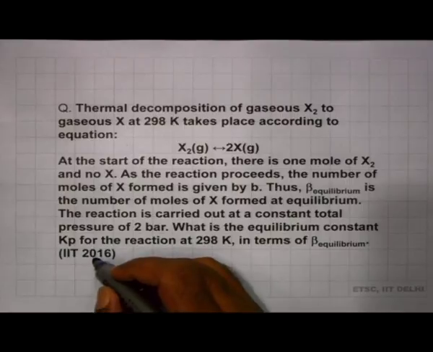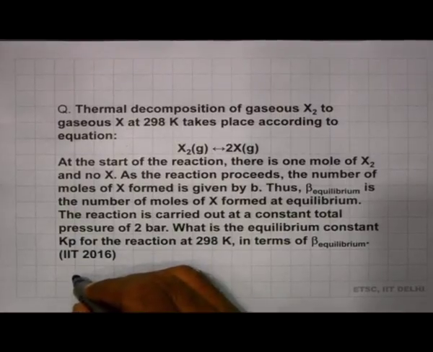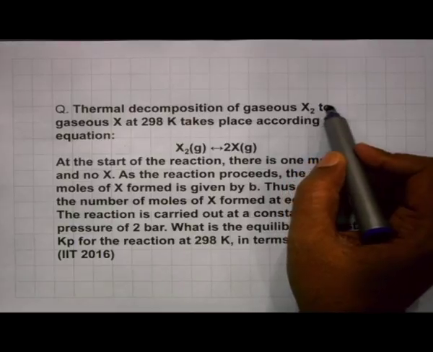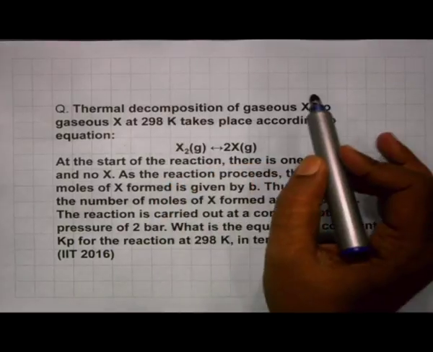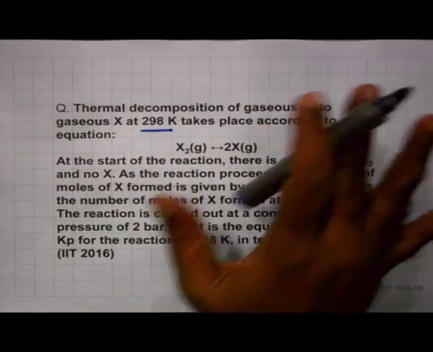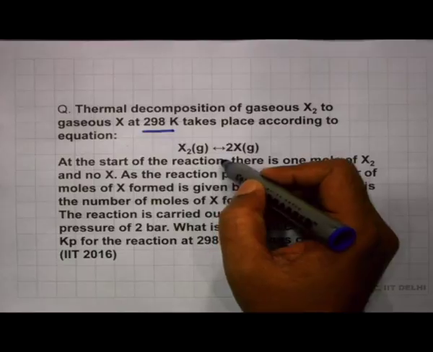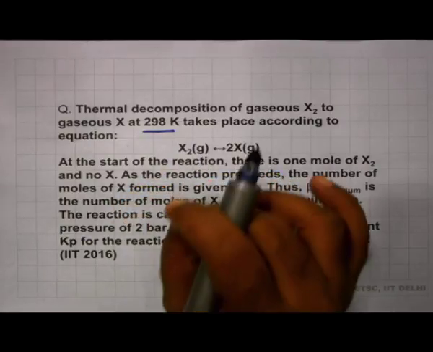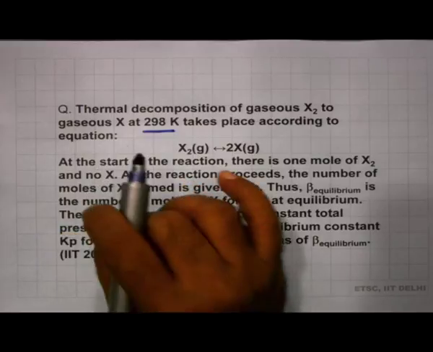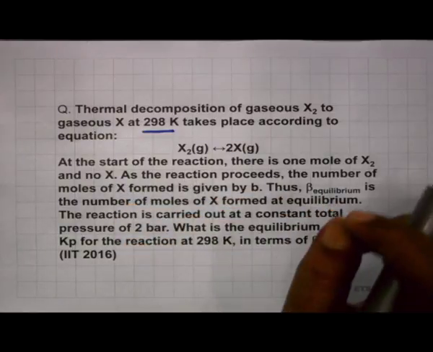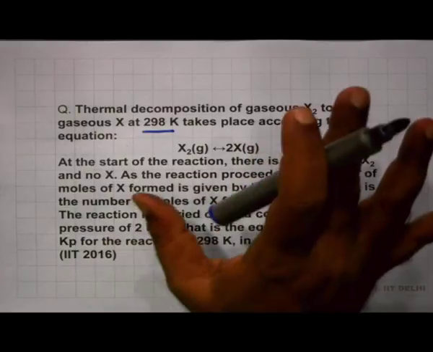Now, let us take the third question, and this came in 2016 for IIT Advanced. The question is: thermal decomposition of gaseous X2 to gaseous X, so it is basically a dissociation reaction, at 298 K takes place according to this equation. X2 goes to 2X, basically dissociation is happening. At the start of the reaction, there is 1 mole of X2 and no X. So the initial mole of X2 is 1, whereas 0 is the number of moles for X. Okay, so you started with pure X2.